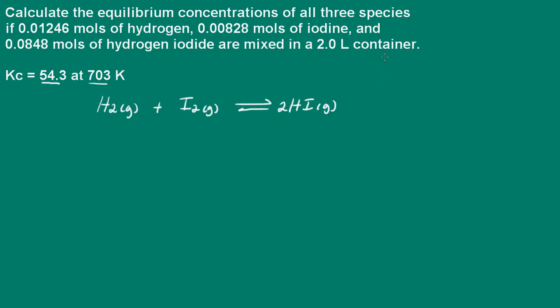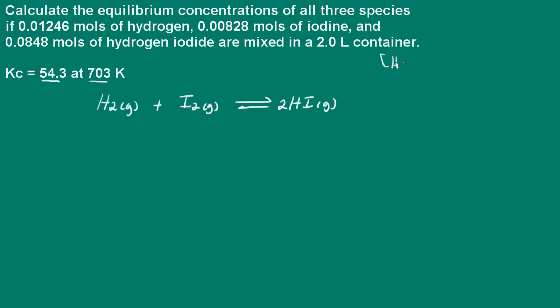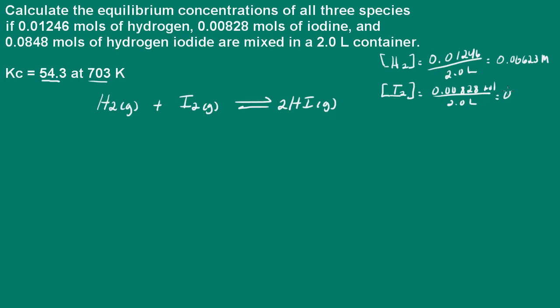So let's see, for hydrogen gas, that's going to be 0.01246 divided by 2 liters. That gives us 0.00623 molar. Okay, so let's do the same thing for iodine. So here's for iodine, and we have 0.00828 moles over 2 liters. And that's going to give me 0.00414 molar.